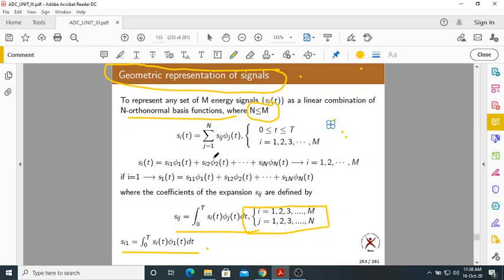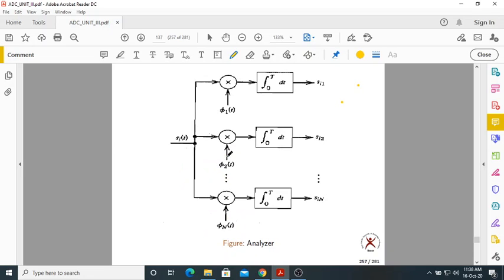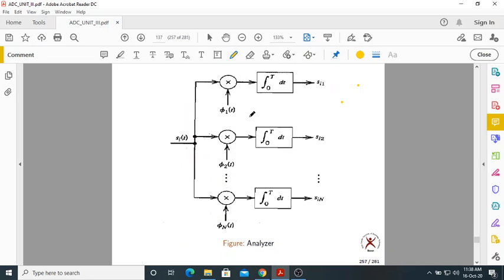Correct? Okay. So here it is very, very essential to find out the basis functions. If at all you want to construct these two diagrams, you must know them, because these are very, very important. In this diagram also we have these basis functions. Here also the common things are these basis functions.